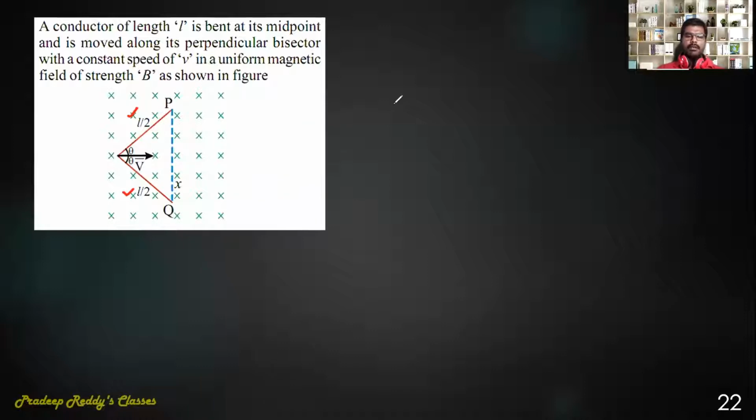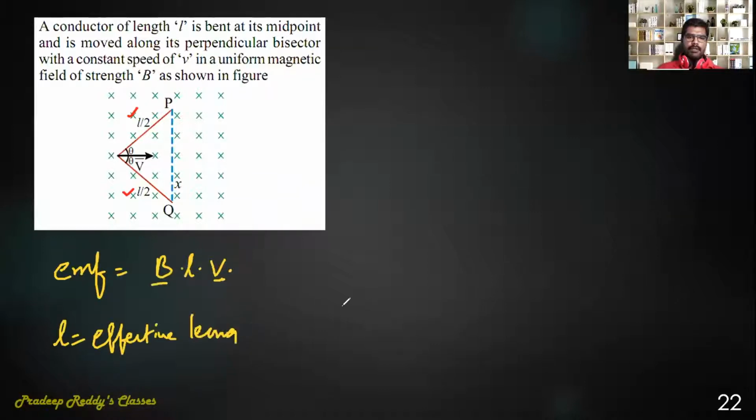So in order to find out EMF produced within this coil, what is the basic relation for EMF? EMF is equal to B L into V. Here B and V, velocity as well as magnetic field, are constant. But what about L? L is the length of the conductor.